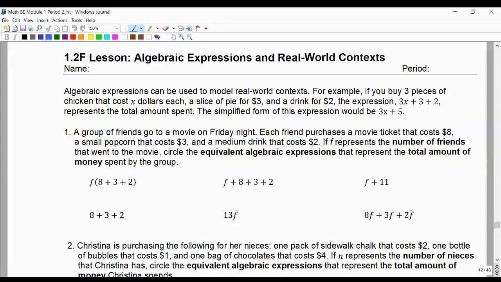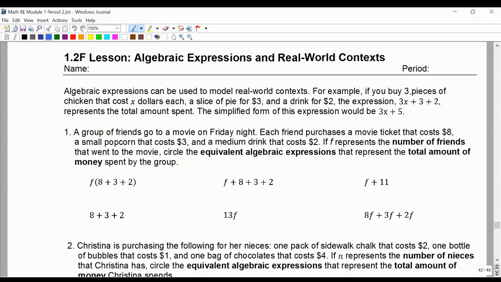In this video, we're going to look at the 1-F lesson on algebraic expressions in real-world contexts. Basically, we're going to look at some word problems. We're going to make expressions and we're going to simplify them. It says algebraic expressions can be used to model or explain real-world contexts.